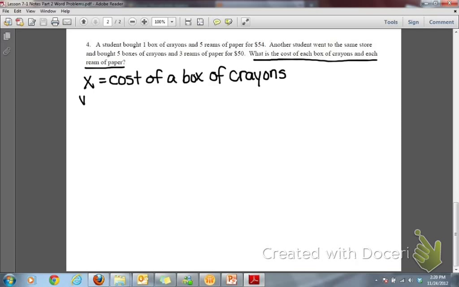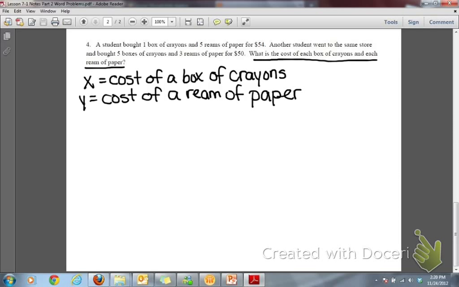And that means y equals the cost of a ream of paper. If you don't know what a ream is, it's just a pack of paper, like copier paper, white paper comes in a pack of 500. Cost of a ream of paper. Alright, now we need to write our equations.